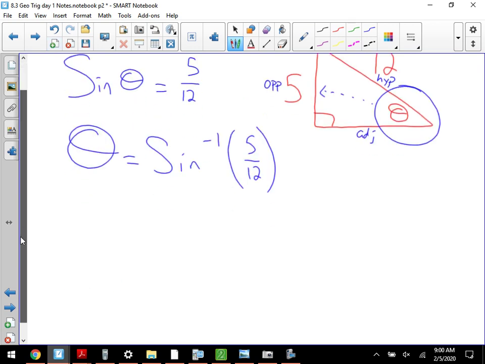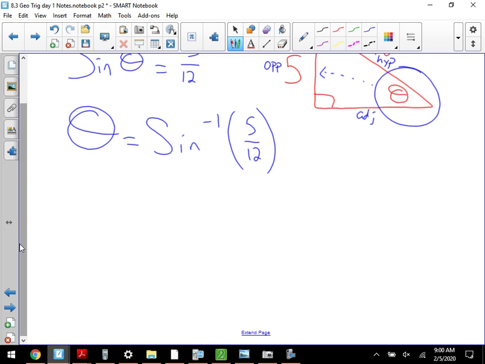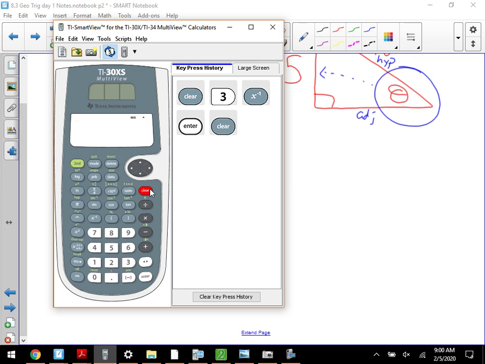So in this case here, today I'm not going to worry too much about pressing buttons. I'm just going to show you once or twice, and then I'm not going to worry about it. In the calculator, you would have to do this. Second, sine. Notice how it opens parentheses right away? Then you would put in your fraction bar, 5/12.